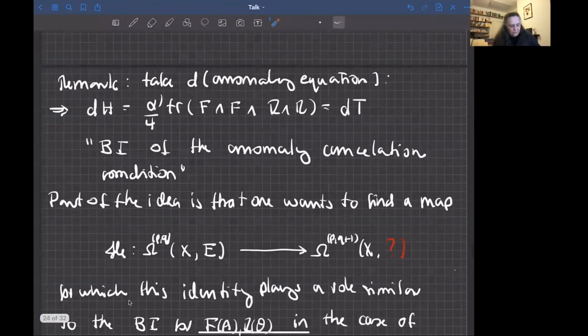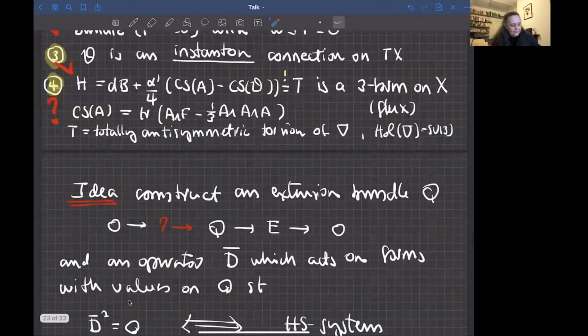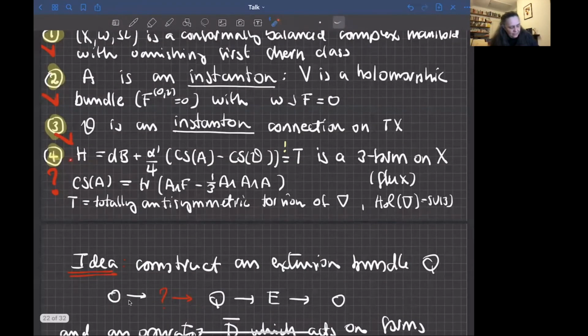So before that, let's remark the following. Take the exterior derivative of the anomaly equation, this equation here, the anomaly cancellation condition. We'll take the exterior derivative here, this is 0, and then we get the D of the Chern-Simons forms, right?